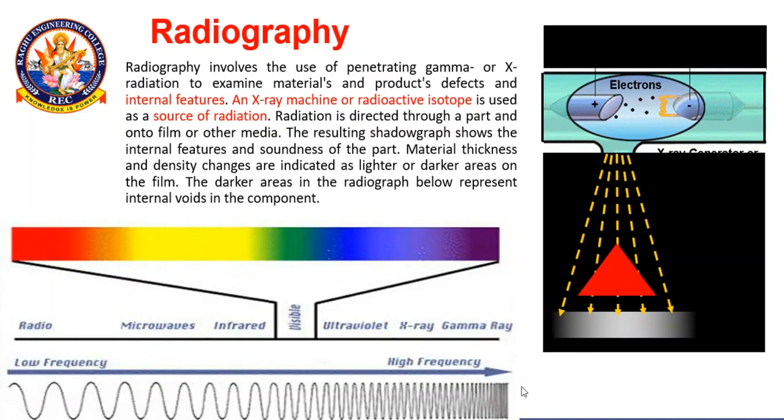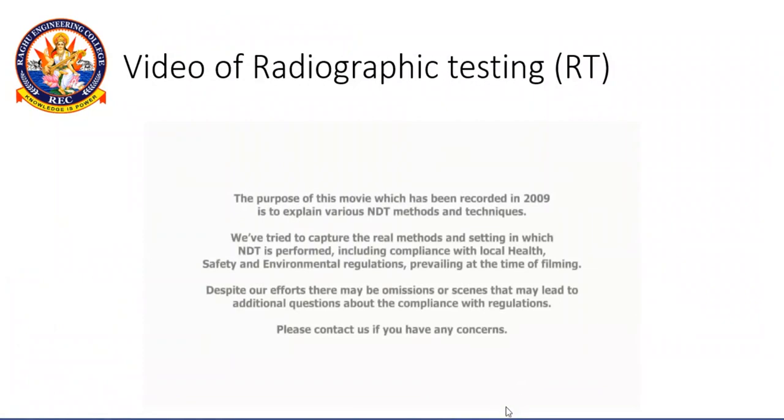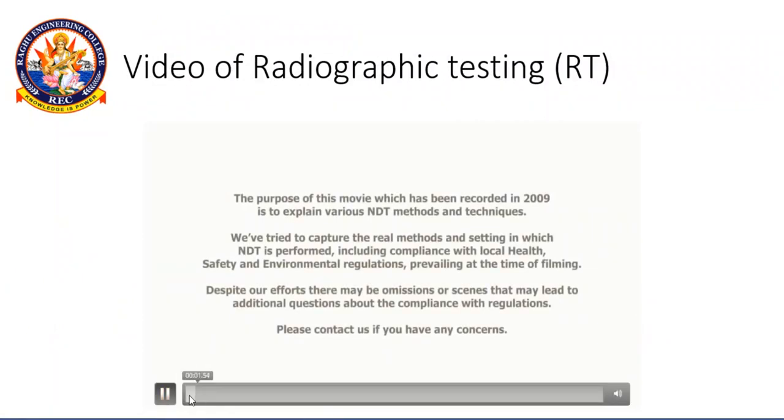In another way, the intensity of these rays is very low in radio waves and very high in gamma rays. That's why FM radio and some other mobile radiation do not affect the human body immediately. But ultraviolet rays, X-rays and gamma rays have much higher frequency than radio waves, so they affect the human body immediately. So we have to take care with radiographic testing. Safety precautions are very, very important. And for these radioactive waves, I want to give you a small video also.